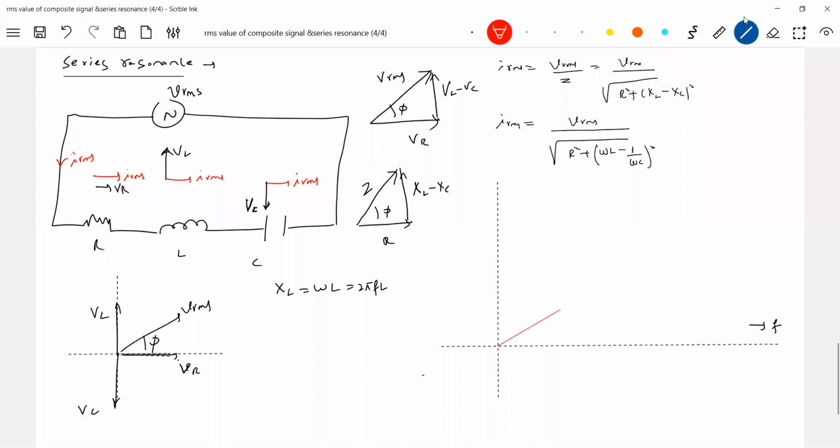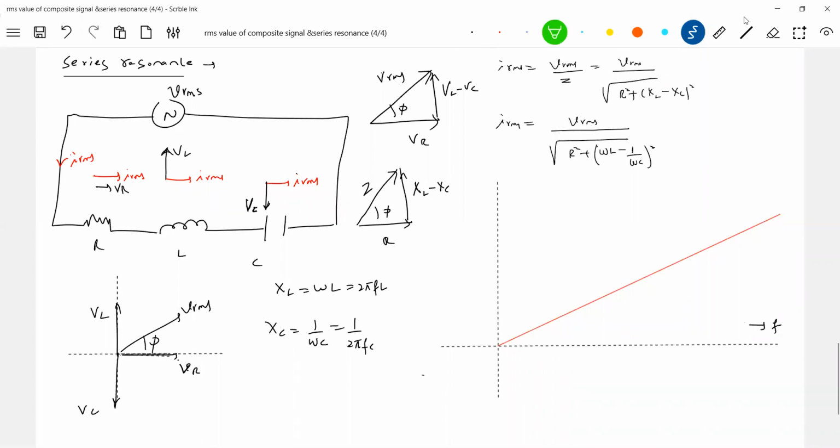So shall we put it? This is XL. Then what about XC? For XC, we have the equation like this: 1 by omega C, or 1 by 2 pi FC. It is a rectangular hyperbola, and moreover, XL and XC will be 180 degrees out of phase.